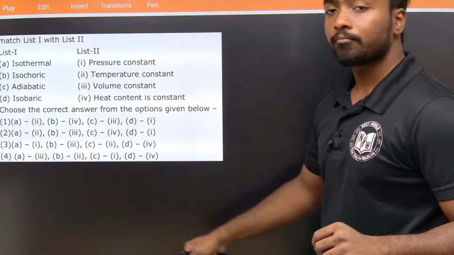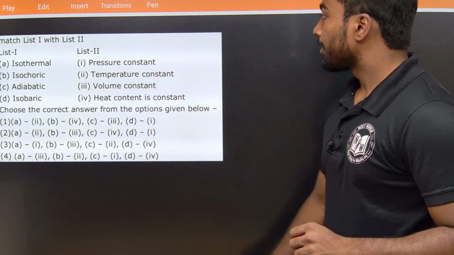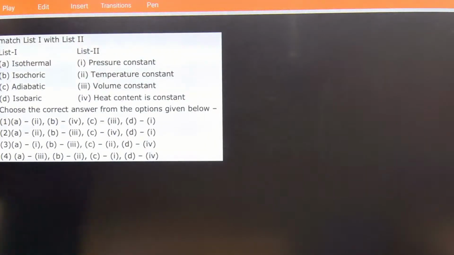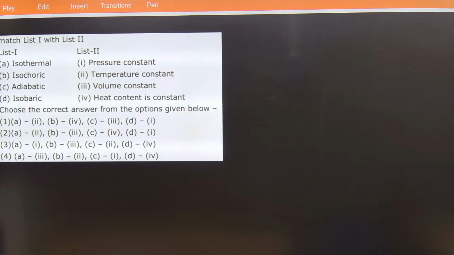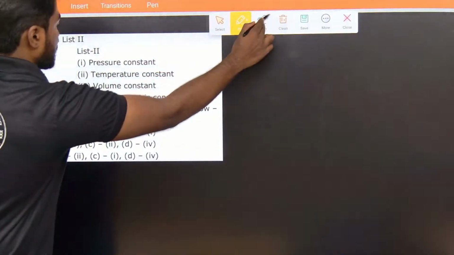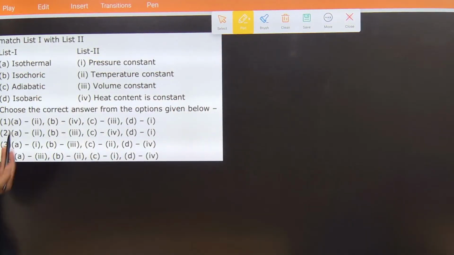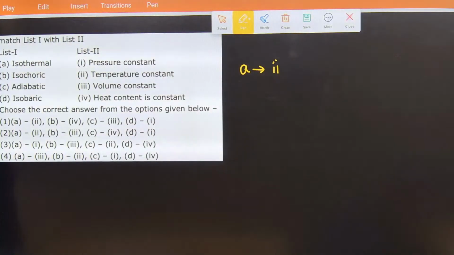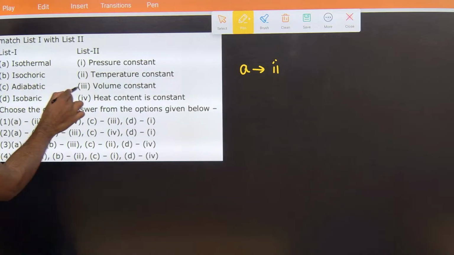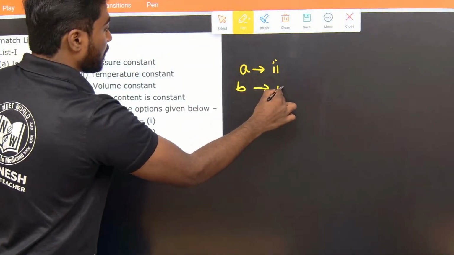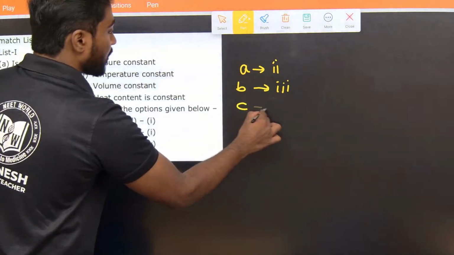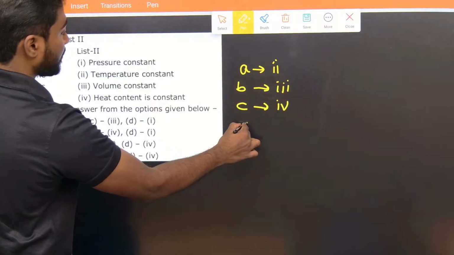Isochoric, volume constant. And isobaric, pressure. And adiabatic, heat. Which are the options? Let me write the things here. So isothermal is temperature, E is 2, isochoric is volume, right? Which one? Option 3, no, yeah, B is 3. Adiabatic is heat content, C is nothing but 4 and obviously D will be 1.